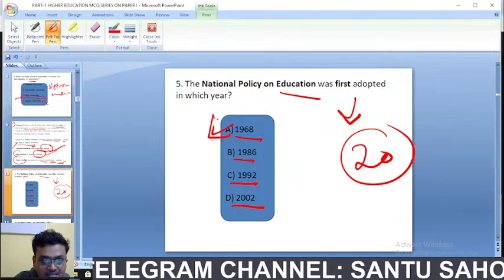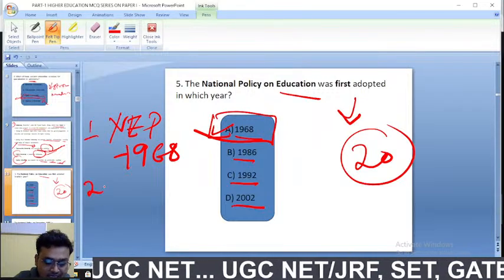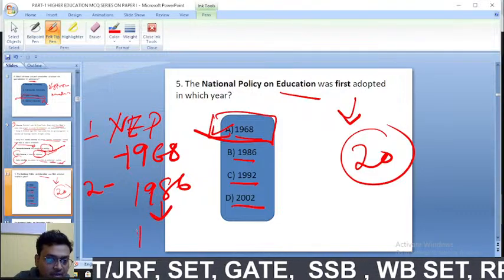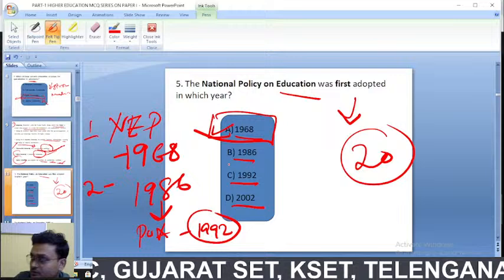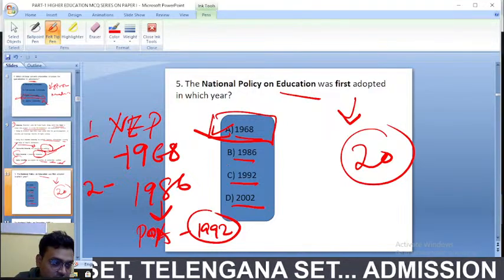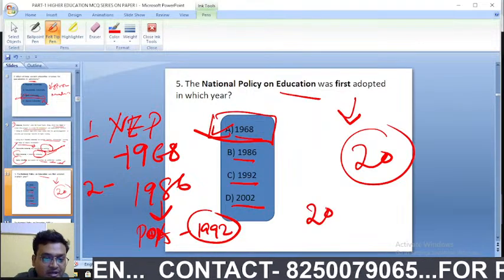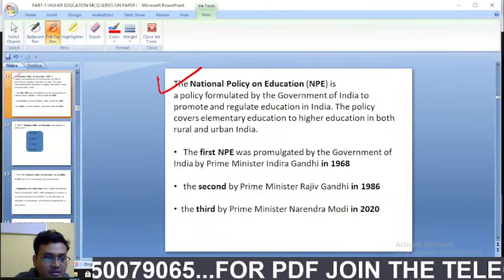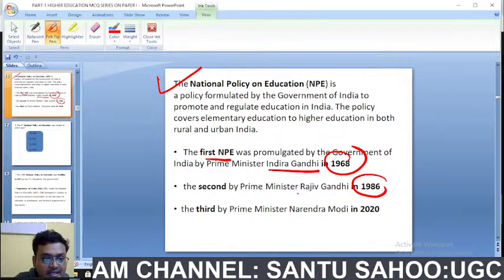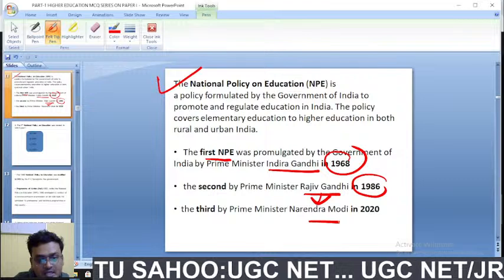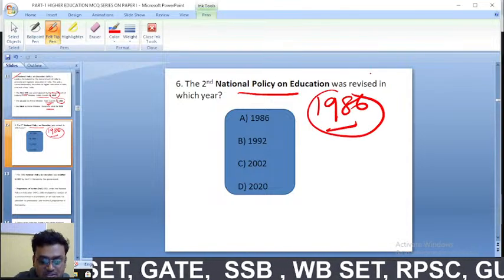So 1968 is the right answer. First NEP came in 1968, second came in 1986. It was changed by the Program of Action in 1992, it was modified in 1992. The second National Policy on Education of 1986 was modernized in 1992 by the Program of Action, and the third NEP came in 2020. Okay. First NEP 1968, second 1986. At that time Indira Gandhi was Prime Minister, second it was Rajiv Gandhi, and here is our Modi. The second National Policy on Education that came in 1986 was revised, was modified in which year?